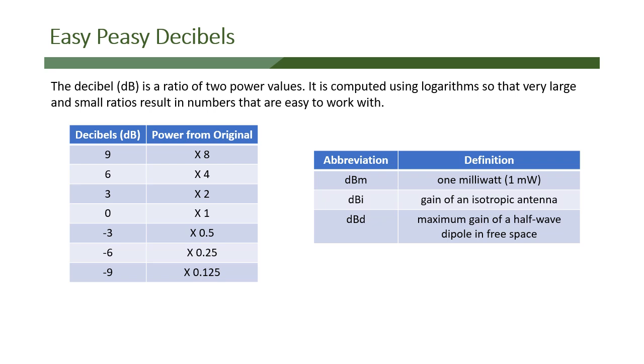And dBd is the maximum gain of a half-wave dipole in free space. Free space is the equivalent of what we use the word isotropic for. So if someone says, my antenna that I just built has 2 dBd of gain, it means it has 2 decibels of gain over the half-wave antenna in free space. dBd and dBi are the ones that you primarily will see in amateur radio and the technician level, and we use them to compare one antenna to another relative to its performance.